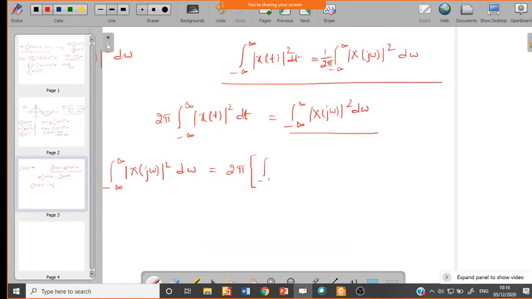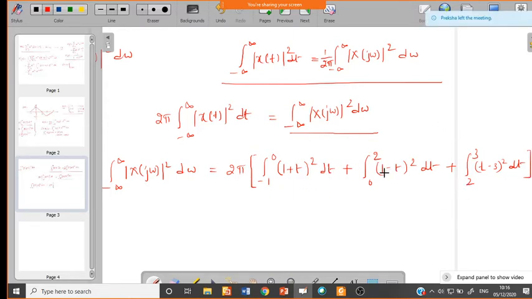So minus 1 to 0 it is 1 plus t. Since it is x of t whole square, this will become (1 plus t) whole square dt, plus 0 to 2, it will be (1 minus t) whole square dt, plus between 2 to 3 it is (t minus 3) whole square dt. So these are the values of x of t between the intervals. Now you can compute the values.